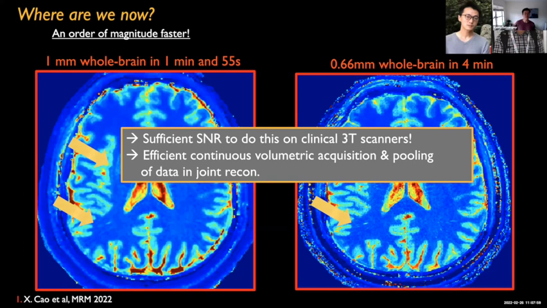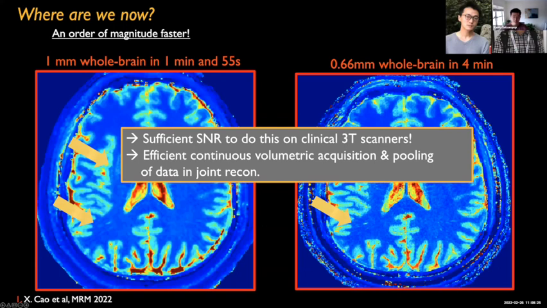And in really thinking about it, the reason why we've been able to do this is that we're using efficient continuous volumetric acquisition, as well as an efficient reconstruction through the subspace recon that really pulls all the data together and does a joint reconstruction to be able to do good encoding as well as have high SNR.